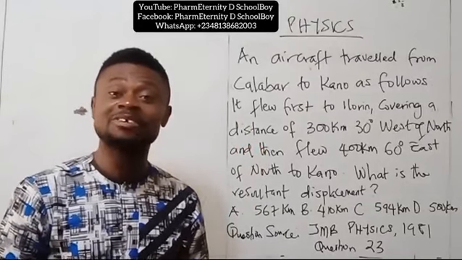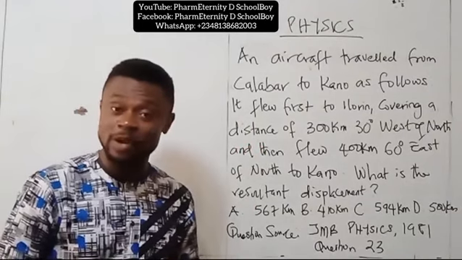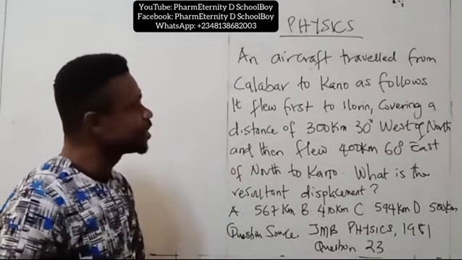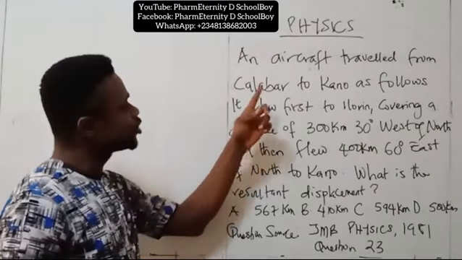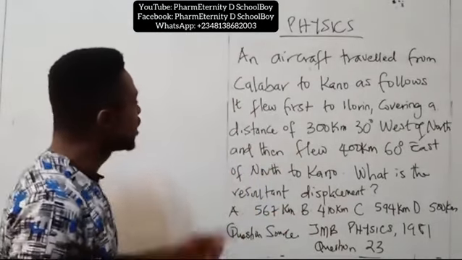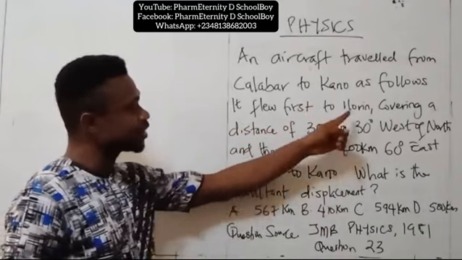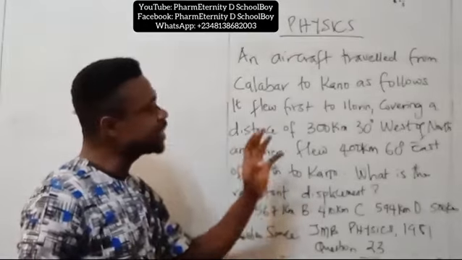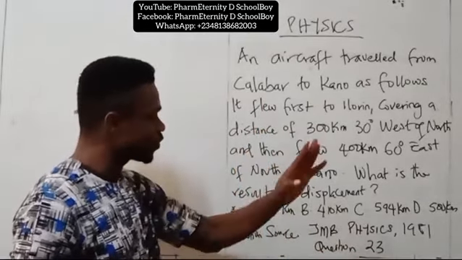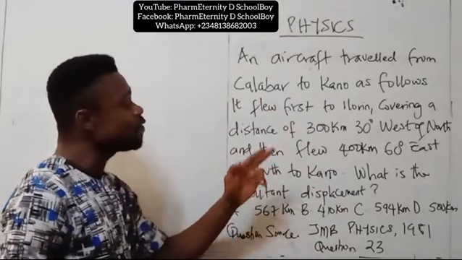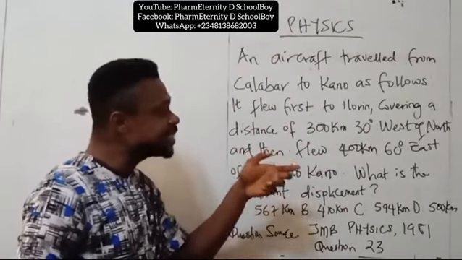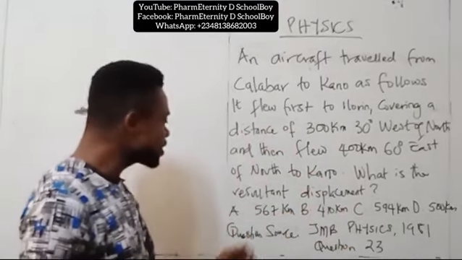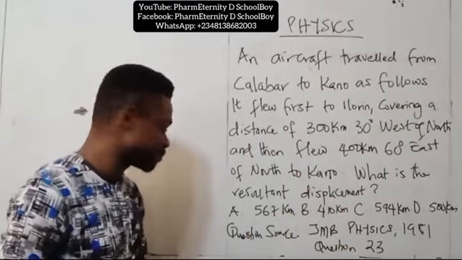Today we are going to take a look at physics and we have a question on the board. The question says, an aircraft traveled from Calabar to Kano as follows. It flew first to Ilorin, covering a distance of 300 kilometers, 30 degrees west of north, and then flew 400 kilometers, 60 degrees east of north to Kano. What is the resultant displacement?